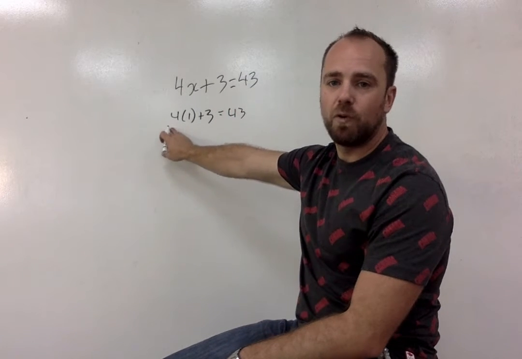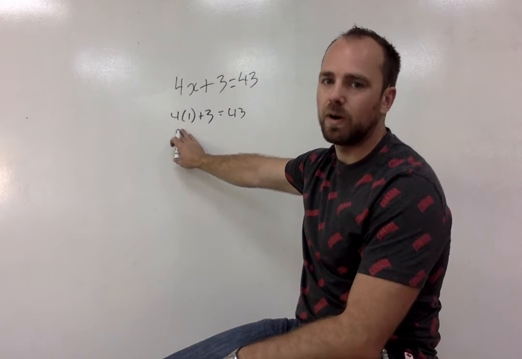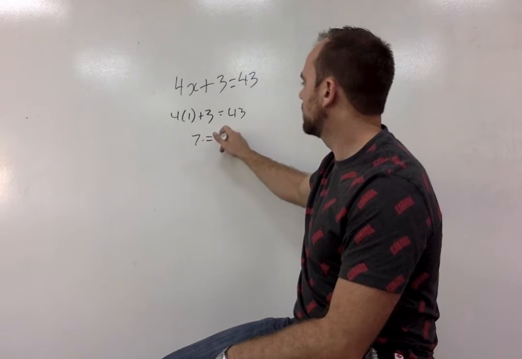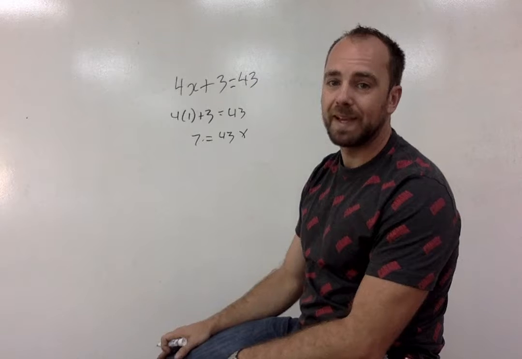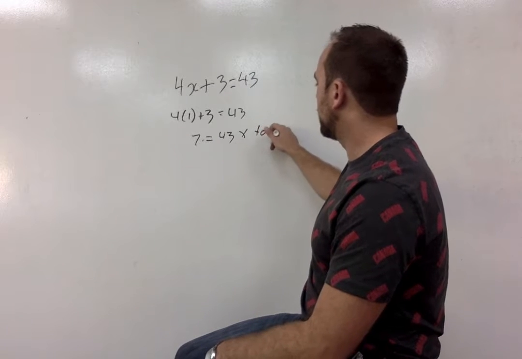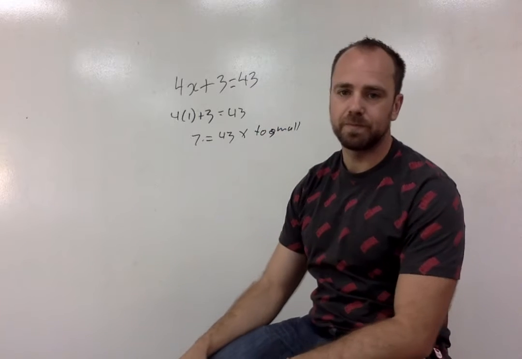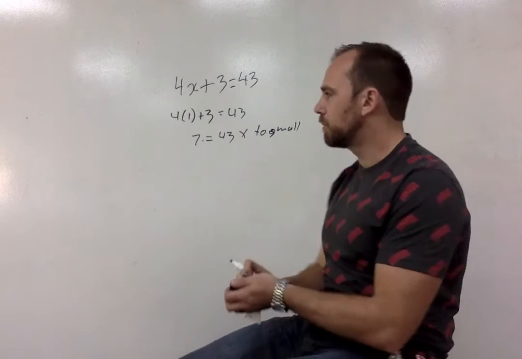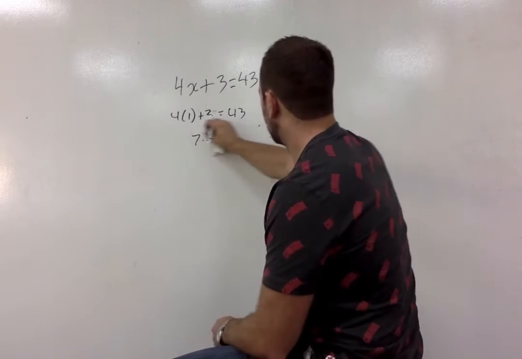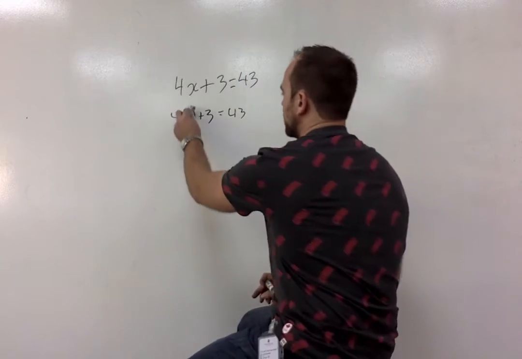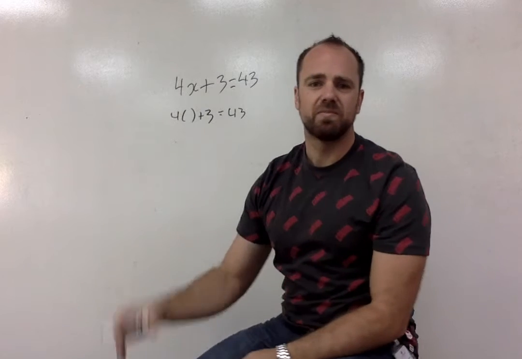Well, let's do it. 4 times 1 is 4. 4 plus 3 is 7. 7 equals 43? No, it's too small. Let's try something a little bit bigger. Instead of 1, let's put in 20.